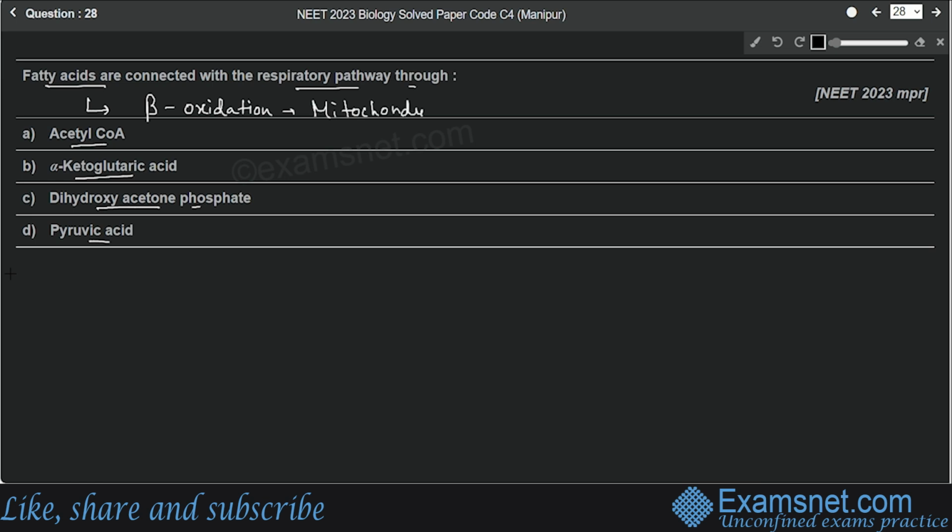And during the process of beta oxidation, fatty acids are broken down into a 2-carbon compound called acetyl coenzyme A, which can then enter into the Krebs cycle for further oxidation. So here we have seen that fatty acids will be broken down into acetyl coenzyme A. So these are connected with the respiratory pathway through acetyl coenzyme A. So correct option will be option number A.